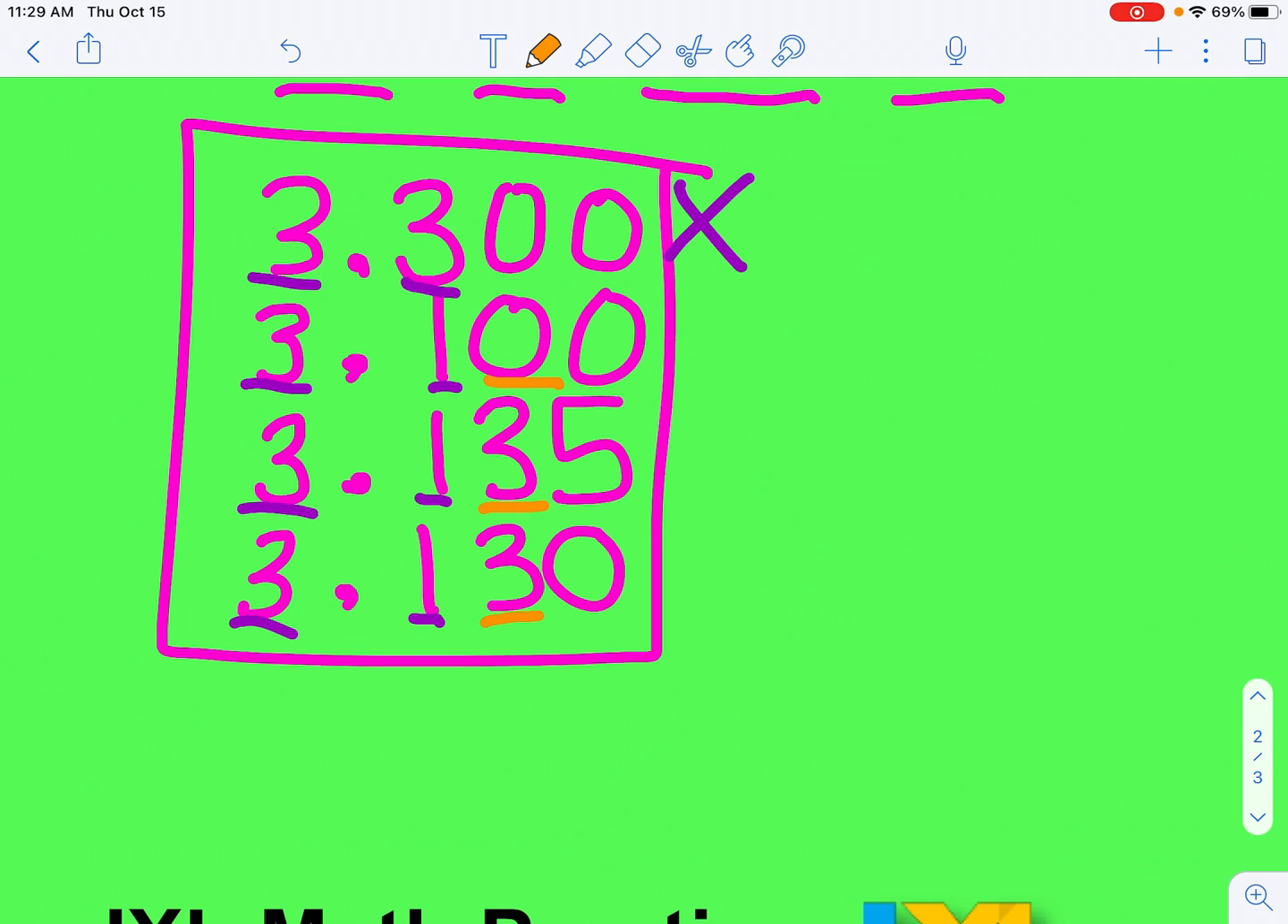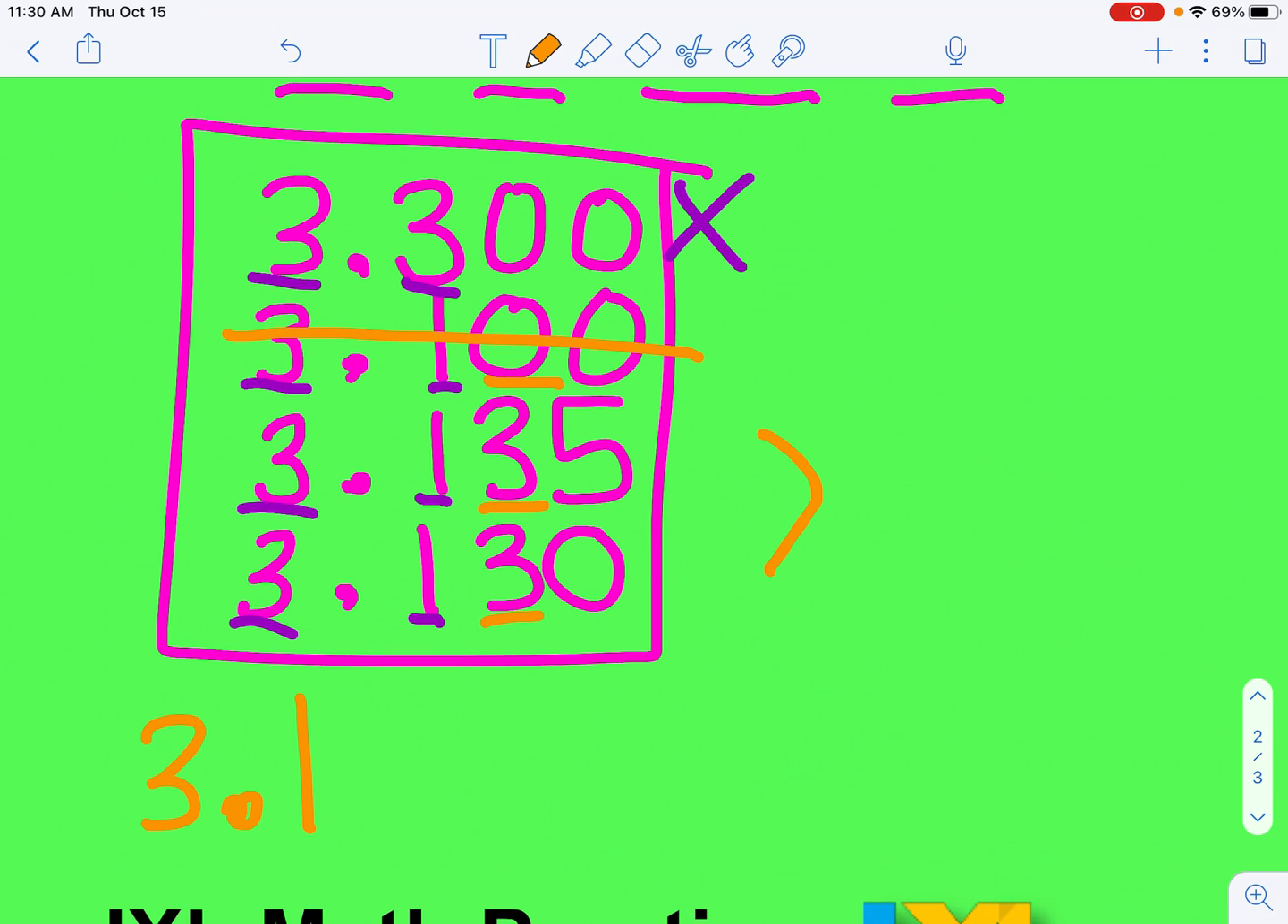Okay, now let's look at our next numbers. I have a 0, a 3, and a 3. Which number is smaller, a 0 or a 3? Right, this 0 is smaller. So my first number, my smallest number, is 3 and 1/10. And then I'm just going to cross it off so I know I'm done with it.